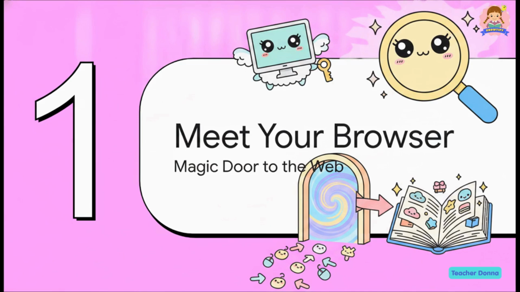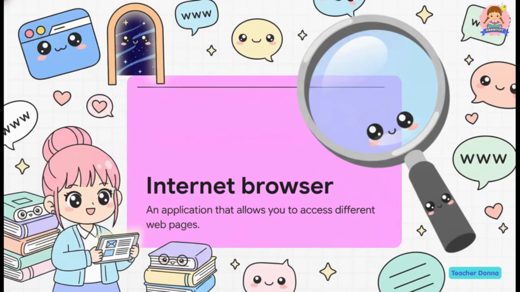Meet your internet browser, your magic door to the web. Simply put, an internet browser is an application that allows you to access different web pages. You can kind of think of the browser as your magic door. Or actually, even better, think of it as your friendly, super smart librarian who helps you find and read all the millions of different web pages out there. Without your browser, you literally wouldn't be able to see any websites at all.